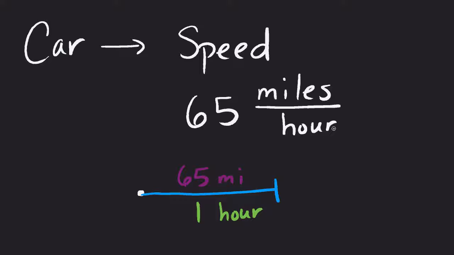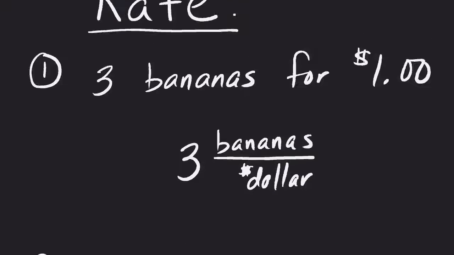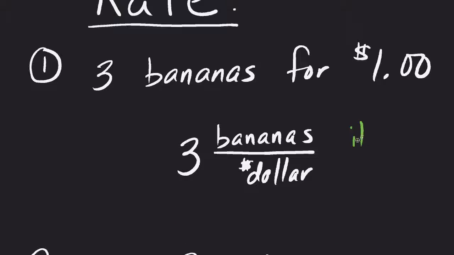So a rate just compares values that have two different terms or two different value sets to it. Okay, one's measuring distance, and in this case, one's measuring time. If we look at our other one, one was measuring the number of items and then the cost. So two things that don't really reduce being compared to each other.